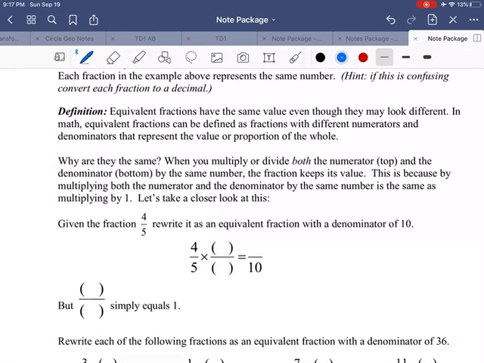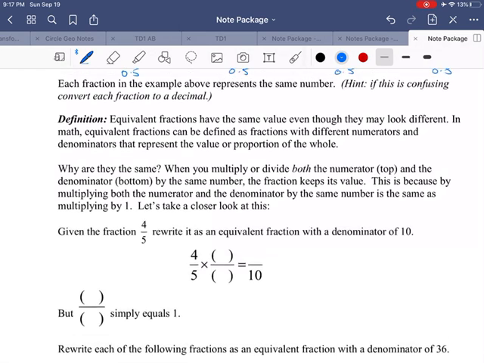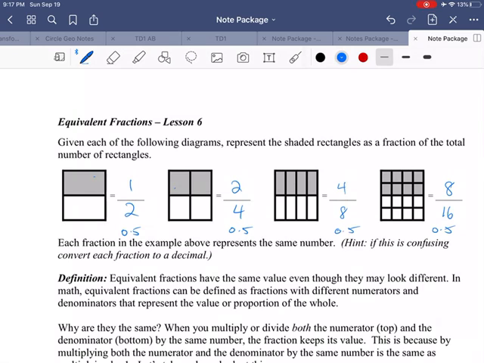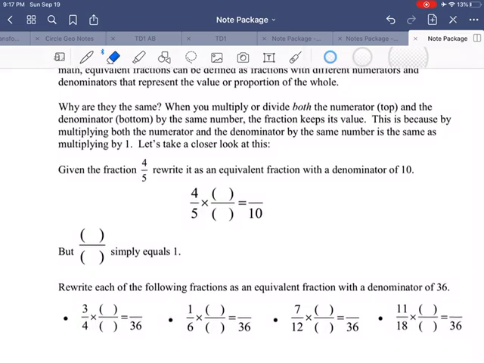If you multiply or divide both the top and the bottom by the same number, the fraction keeps its value. All right? So to go from this step to this step, all the person had to do was divide both the denominator and the numerator by the same value, and you get the same thing. And then to go from this one to this one, they divided it again equally. Okay? But it still has the same value. And that's what's important here.